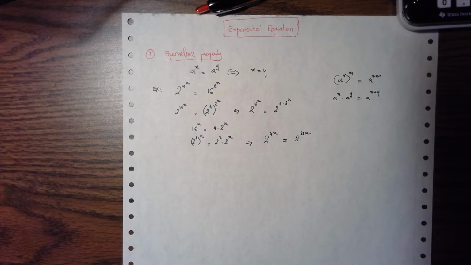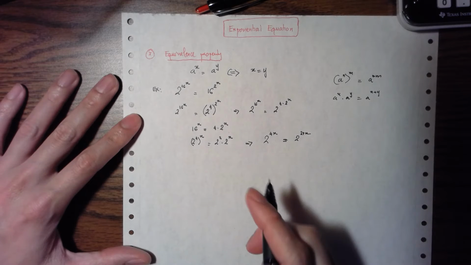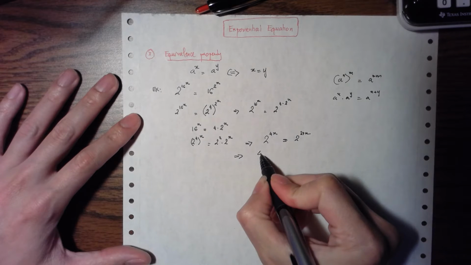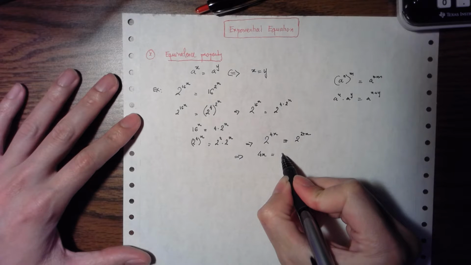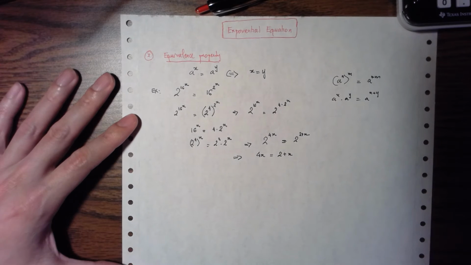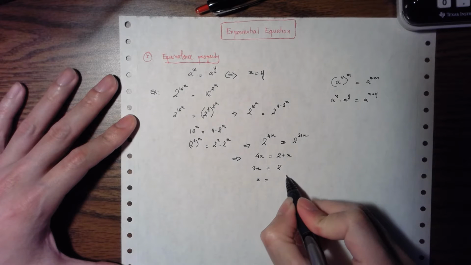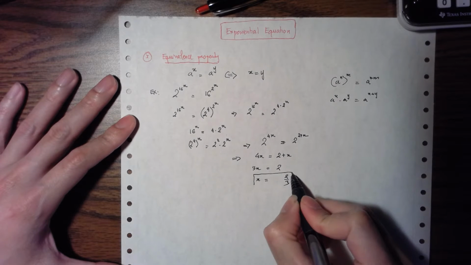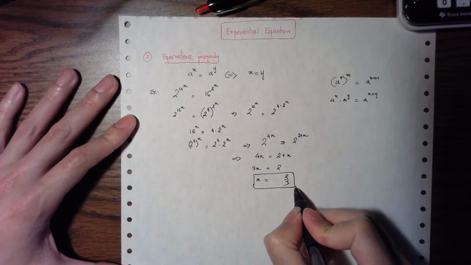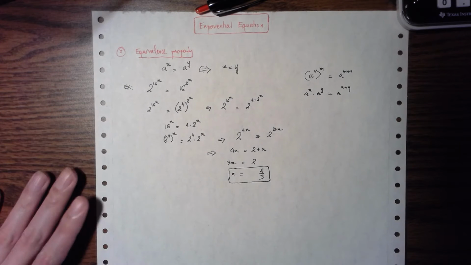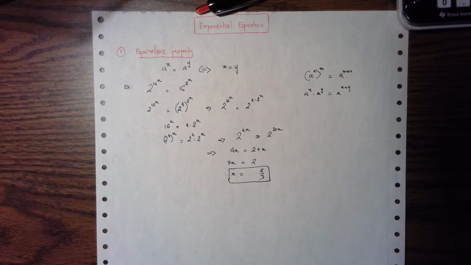Okay, and now what? We have the same base again. Now I can set up the exponents equal to each other. So we have 4x equal 2 plus x. Okay, so we have a linear equation, so we have 3x equal 2, x equal 2 over 3. There you go. So what's the difference between the example I have now and the example of using the equivalence property you have in college algebra?